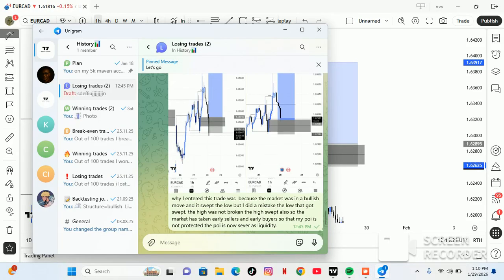So read again. I made a mistake. The low that got swept, the high was not broken. The high swept also. So the market has taken early sellers from the upside and early buyers, so that my POI is not protected. The POI now serves as liquidity. Can you see? So this my POI is now your liquidity. So that's all.